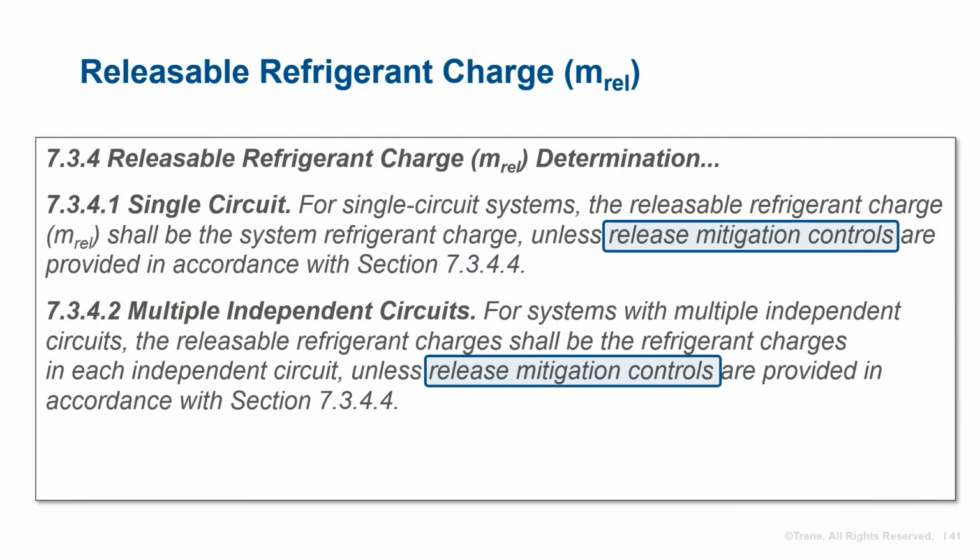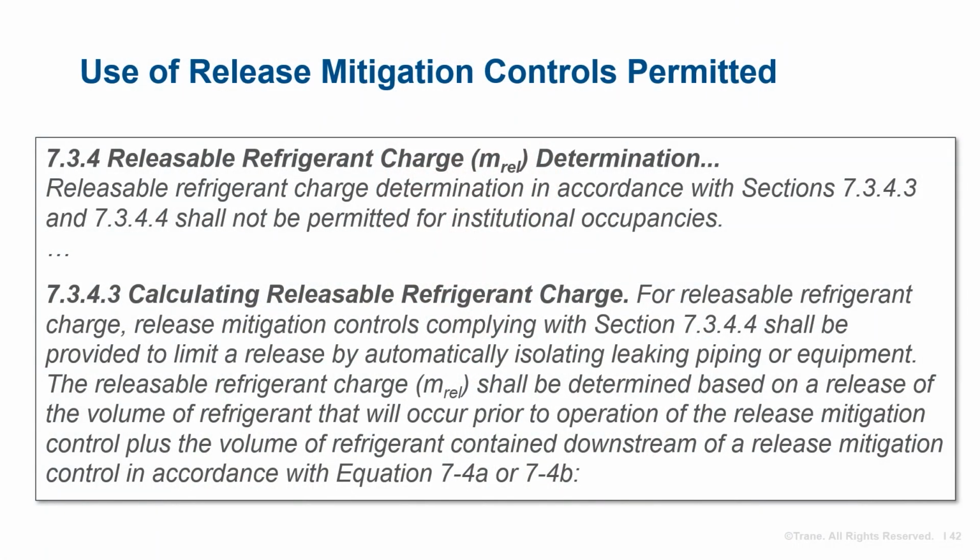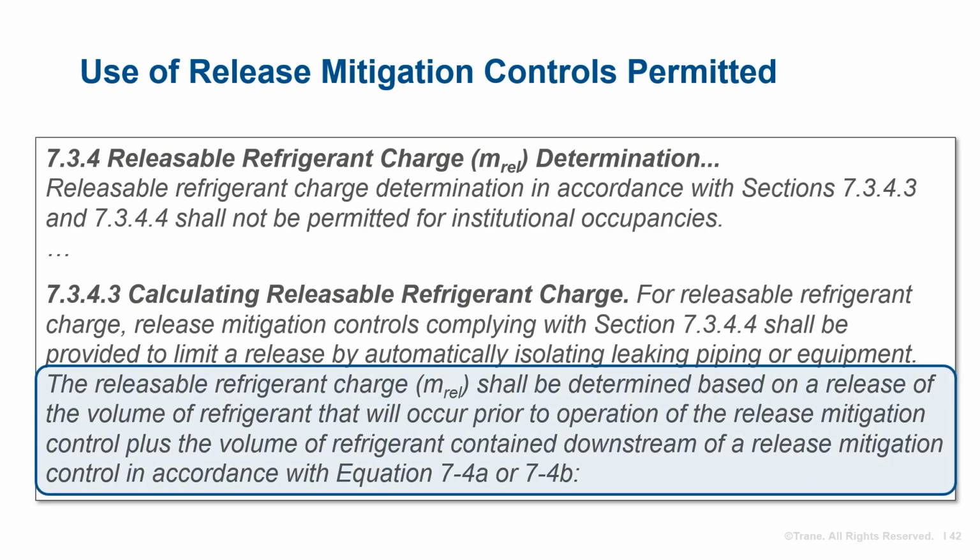Now, another change to Standard 15 is that it now allows you to lower this releasable charge in the system if it's equipped with release mitigation controls that automatically isolate the leaking pipe or equipment. An example might be shutoff valves that close off the flow of refrigerant if a leak is ever detected. Now, this section goes on to prescribe how to calculate the amount of refrigerant that is expected to leak prior to these controls being activated. This then becomes the new releasable refrigerant charge for comparing against the EDVC.